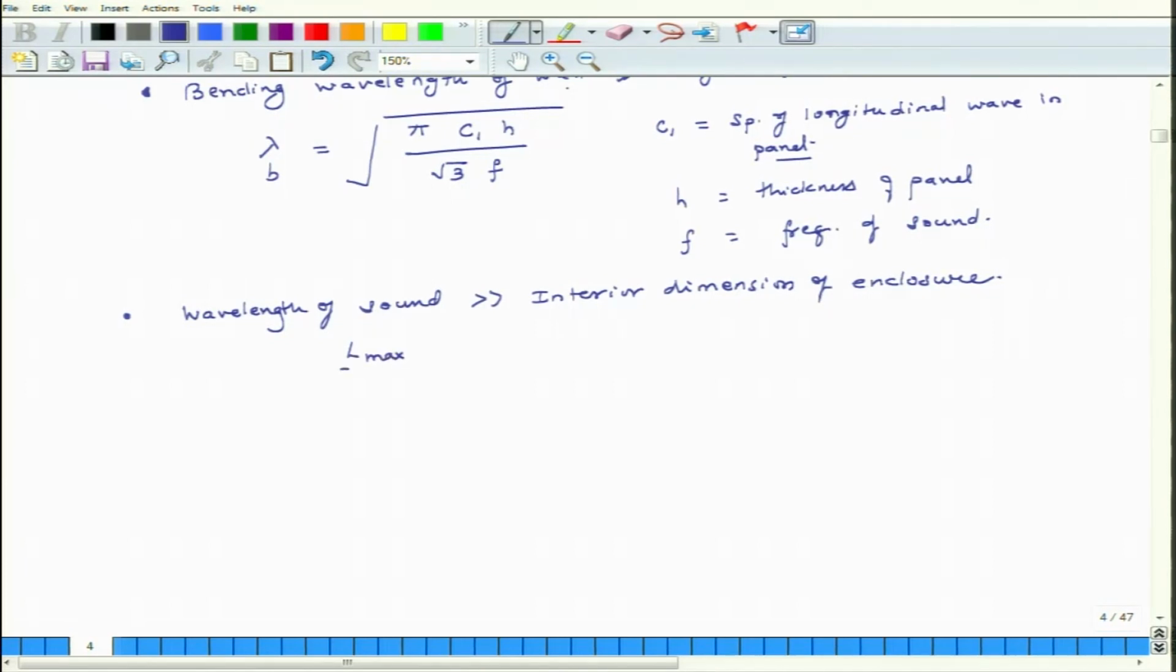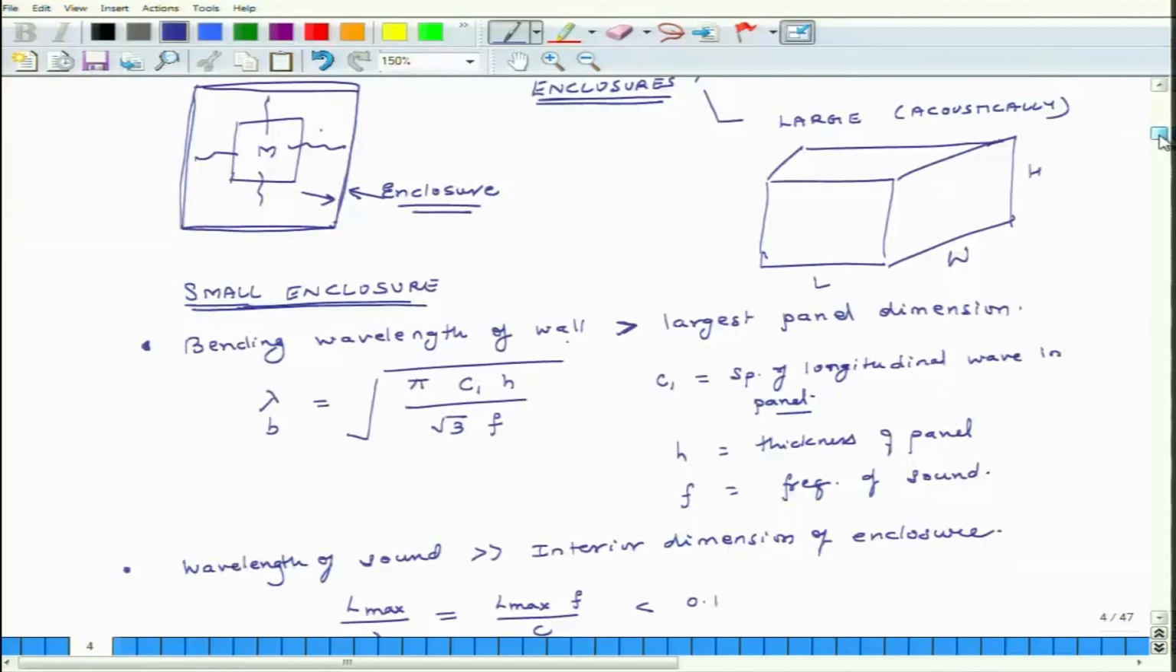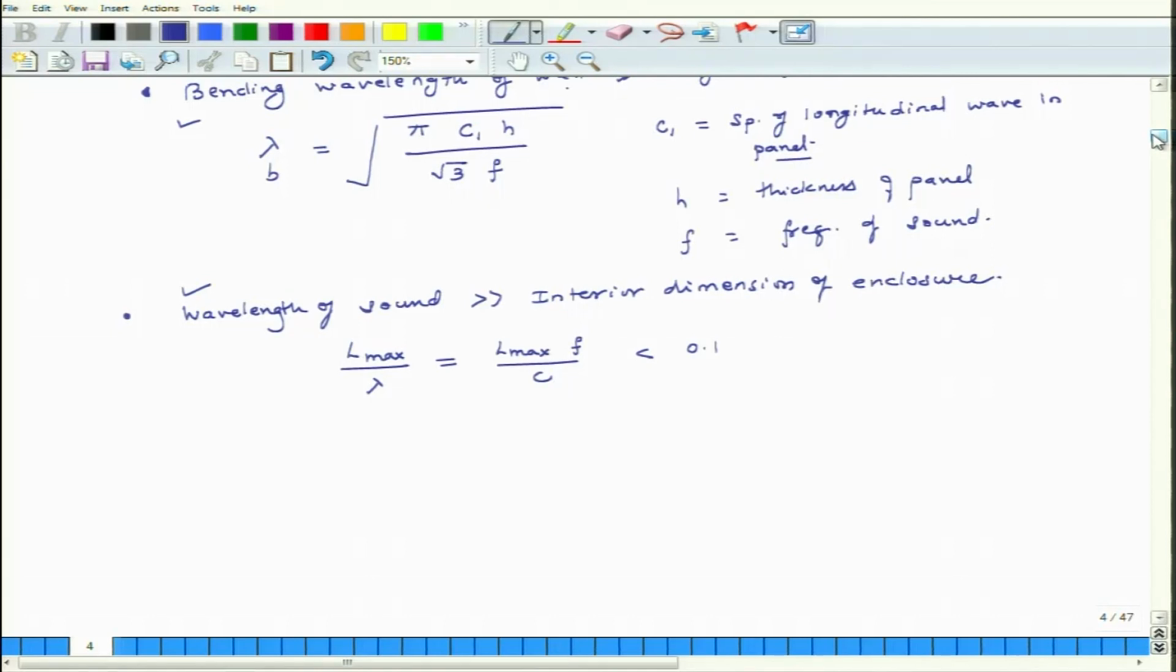L max, the largest dimension of the enclosure, divided by lambda, where lambda is c over f, is small compared to 0.1. So, if the ratio is 10 times or more, then we say that this is the case. The point is that an enclosure is small if it meets this condition as well as the other condition. If it does not meet either one of those conditions, then we will not consider it to be small.